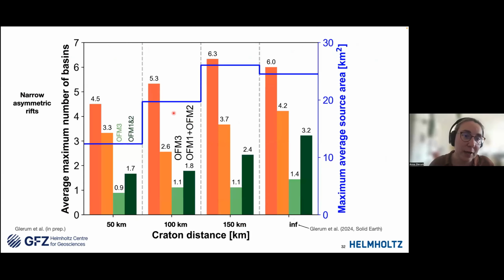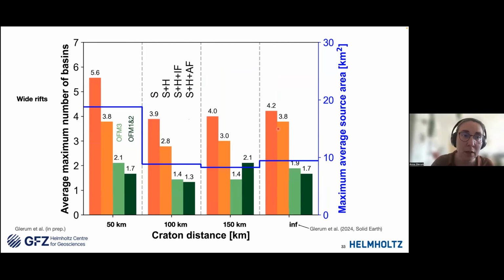So just to summarize with the other craton distances, you can see that a close craton on average does not help in creating ore deposits in narrow asymmetric rifts. With increasing distance, we have more source rock area and more ore formation mechanisms. For wide rifts, the picture is a little bit different, where we have more source area and slightly more ore formation mechanisms, but they're spread out over multiple basins.